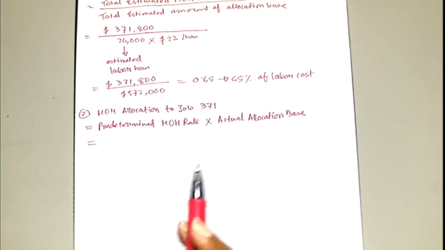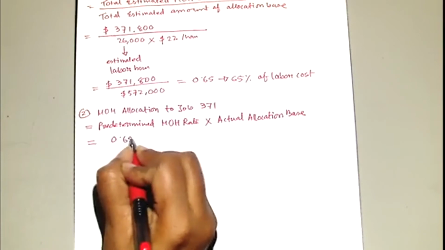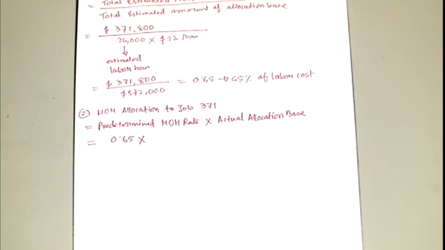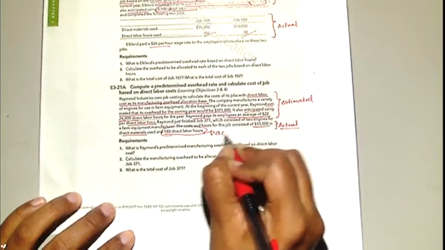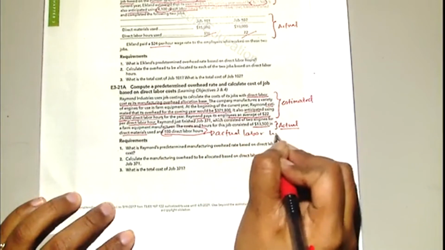So our predetermined overhead rate is 0.65. We know it from our previous part. But do we know our actual labor cost? Does it say anything directly? No, of course. But it says your actual labor hours. How much is your actual labor hours? The last sentence: the cost and hours for this job consisted of 13,500 direct materials and 180 direct labor hours. So this is your actual labor hours.